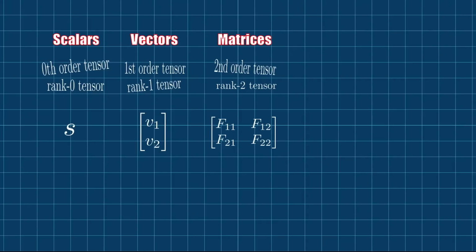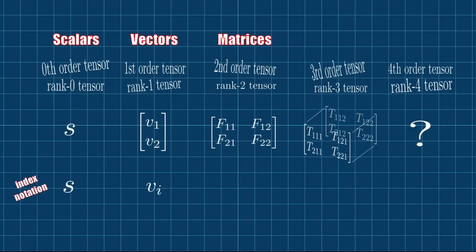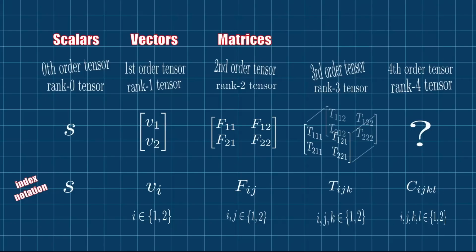Now we can extend this idea to third-order tensors by adding another layer of numbers to the array. As we add more and more layers, this becomes more and more difficult to visualize. So one way to get around this is by using index notation. The components of the vector may be denoted by v_i, where i is either 1 or 2 in this two-dimensional example. The components of the matrix can be denoted by f_ij, where i and j are either 1 or 2. And the components of the third-order tensor can be denoted by t_ijk, and so on.